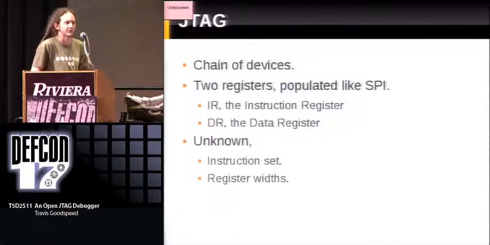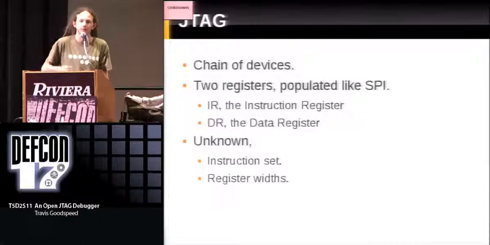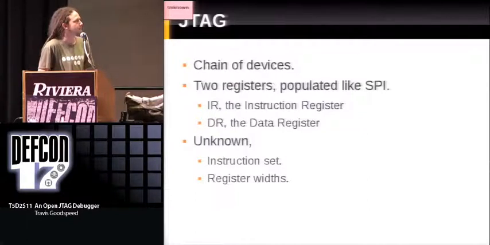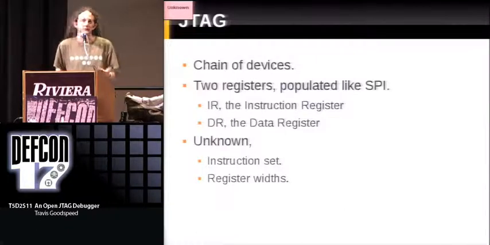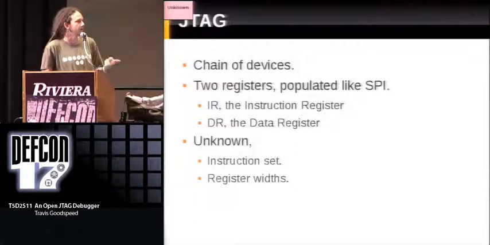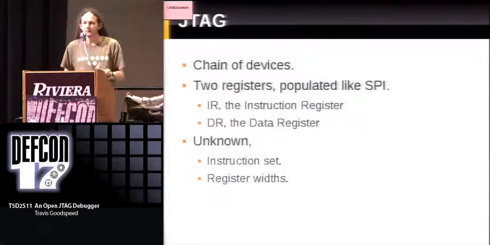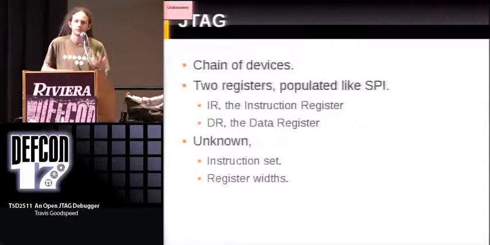JTAG doesn't care about speed. You can run it faster or slower, and the slave will automatically match to the master. And you have 2 registers to populate. You have an instruction register and a data register. You don't know the instruction set, and you don't know the register widths until you actually look up the documentation for a chip, which might be secret.